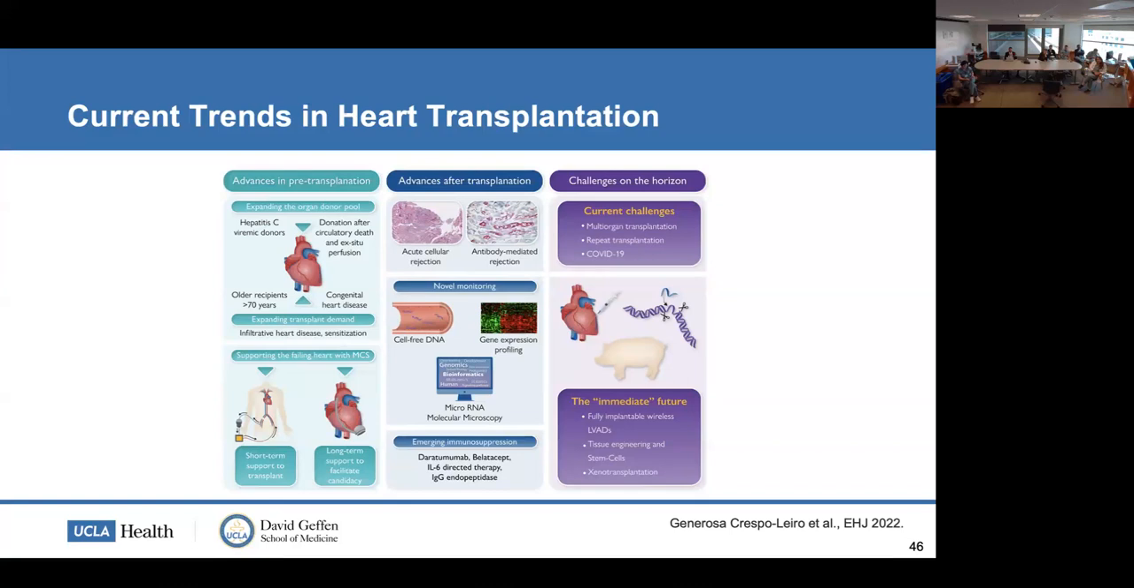Some of the advances in pre-transplantation as we're expanding our donor pools with DCD donors, donors after circulatory death, how the allocation policy has changed in terms of taking more acute patients who are on short-term mechanical circulatory support. Some of the advances in looking for rejection using cell-free DNA. And finally, things like xenotransplantation, the rise of multi-organ transplantation, and then the impact of COVID-19.